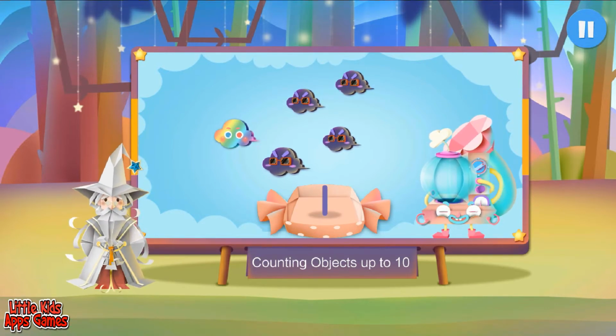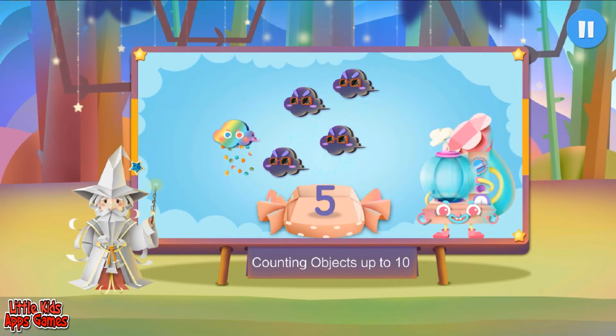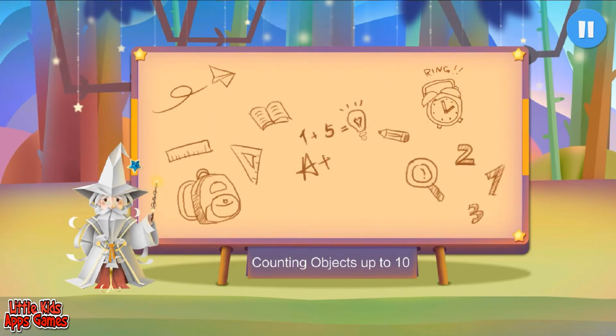One, 2, 3, 4, 5. So, there are 5 clouds. Great! Now we know about counting objects. Do you think you've got it?